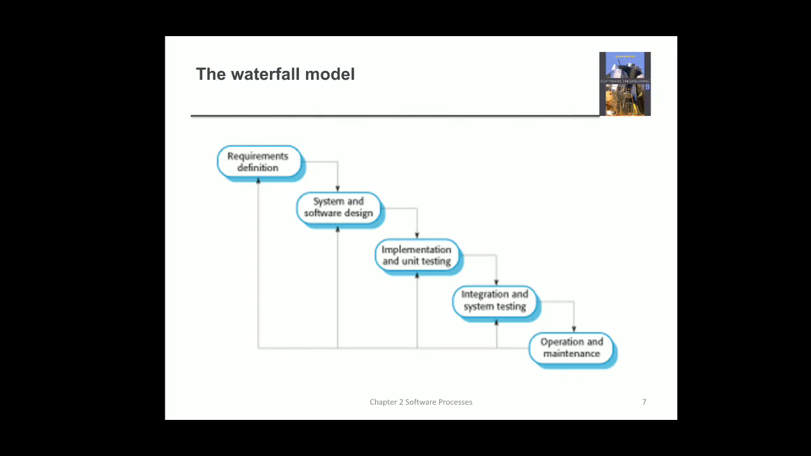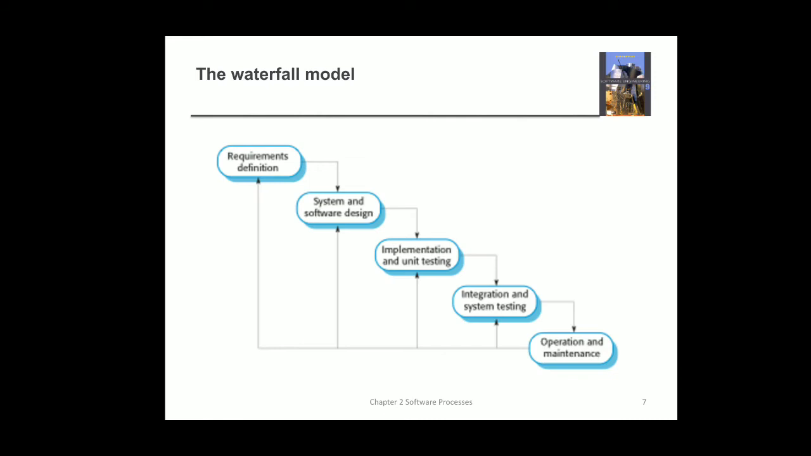It's similar to this. Here we have various stages: requirement definition, then system and software design, implementation and unit testing, then integration and system testing, then operation and maintenance. So these are the various stages. Until and unless the requirement definition stage is fully completed, we cannot go to the second stage, that is system and software design. And once you are done with system and software design, you cannot come back and change the requirements. So this is one of the disadvantages of having a waterfall model.